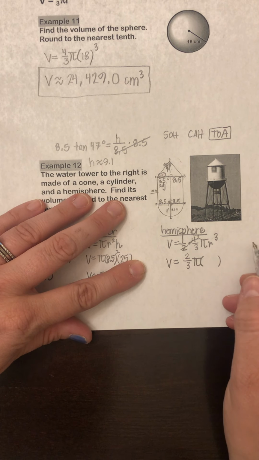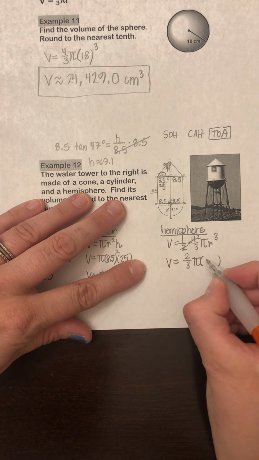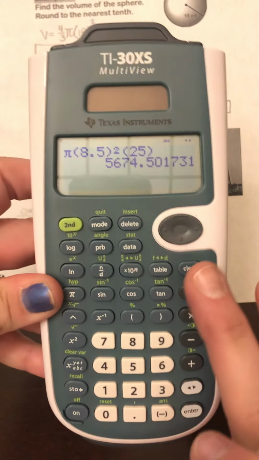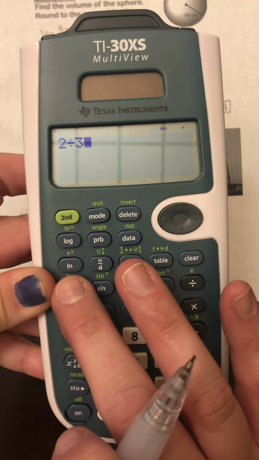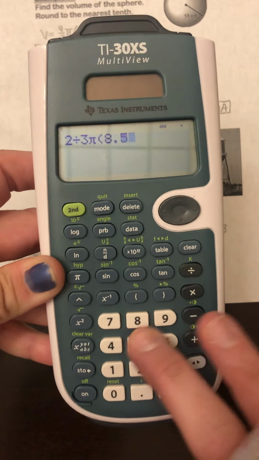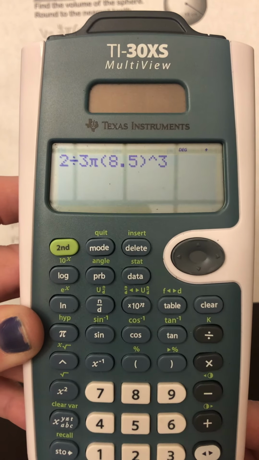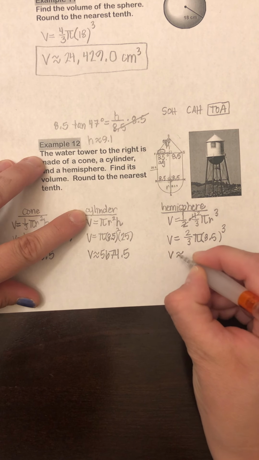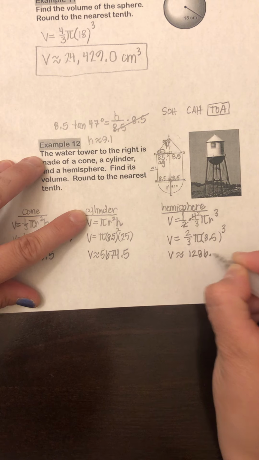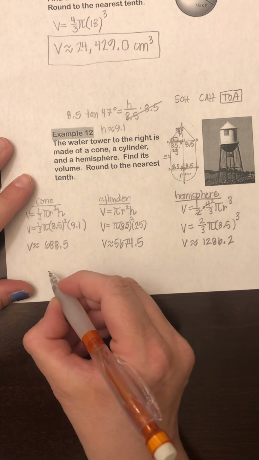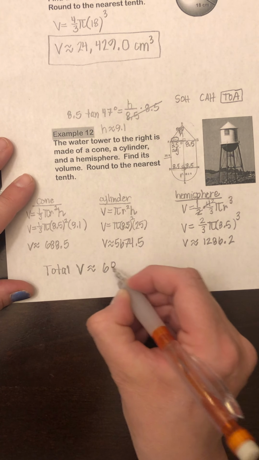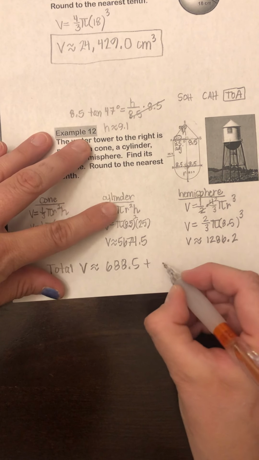We're going to plug in the radius. We already talked about that, right? It was 8.5. And we're going to cube that. So calculator, here we come. We have 2/3 times pi times 8.5 cubed. Do I have it plugged in right? I think so. So we get 1,286.2. So volume 1,286.2.